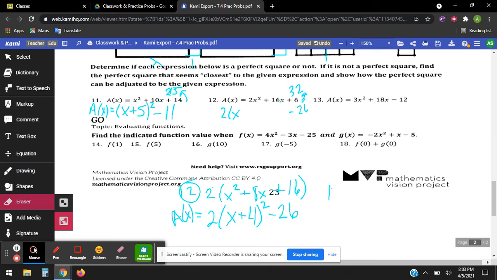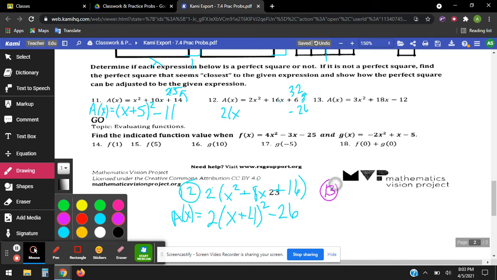I'm going to use a different color, so I'm not getting confused on these. So 13, I'm going to take out this 3. So x squared plus 18 divided by 3 is 6x. And so what I should have here is half of 6 is 3. Squared it is 9. And when I would redistribute this out, 9 times 3 is 27. So I need a plus 27 on the end.